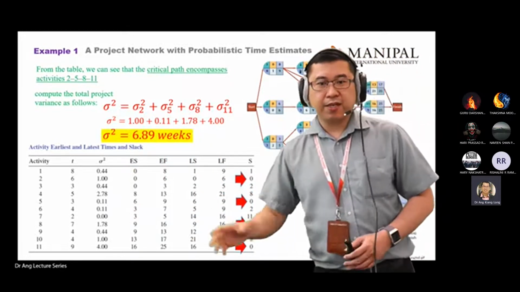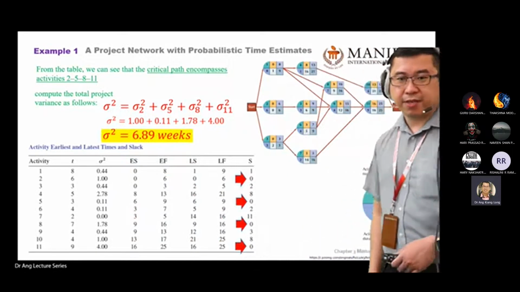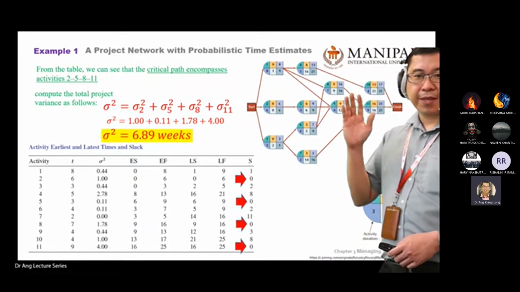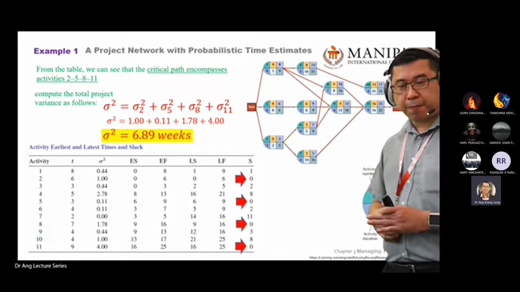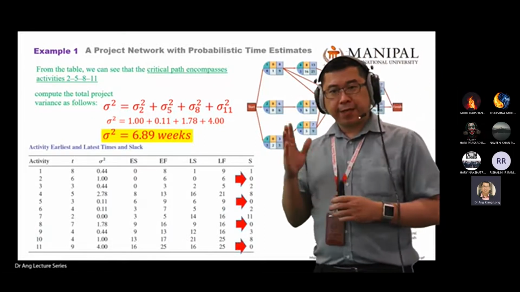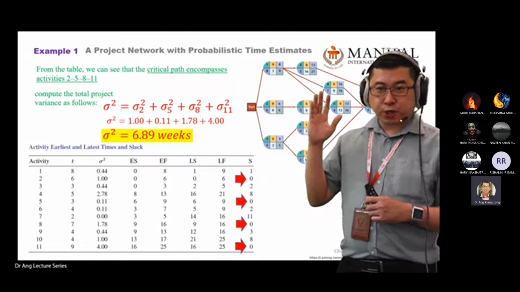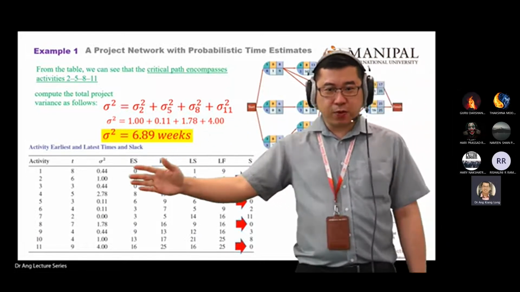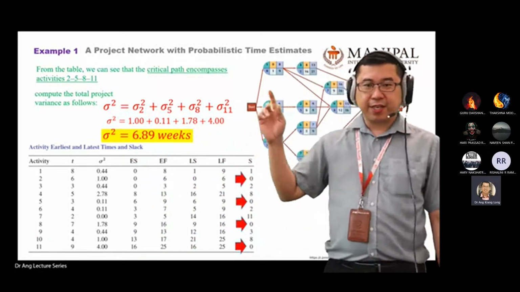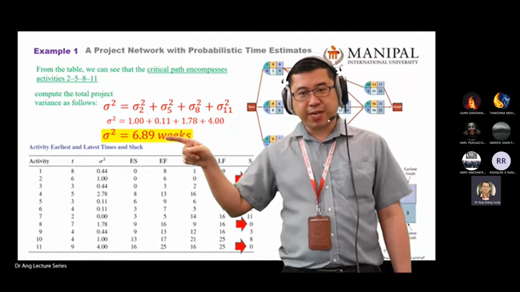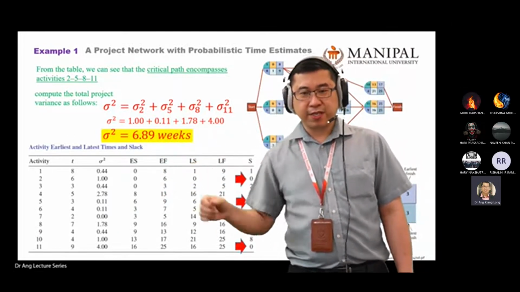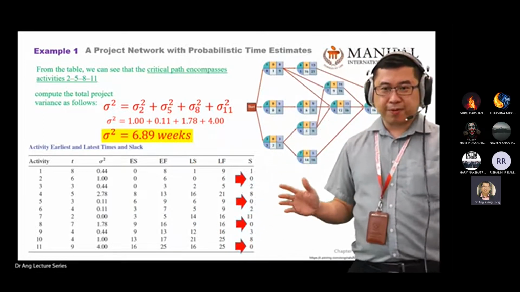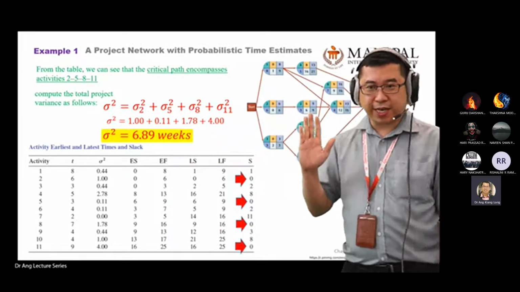Meaning, what does this number tell you? It means that you need to monitor your project as a project manager. If your delay from activity 1 to 11 falls outside this, maybe 6 weeks or 7 weeks, you are in big trouble. Meaning your project is going to be delayed.